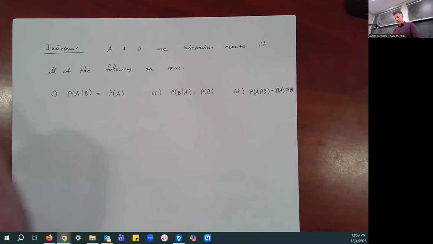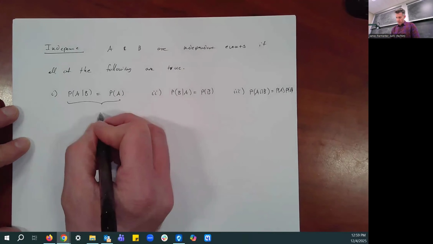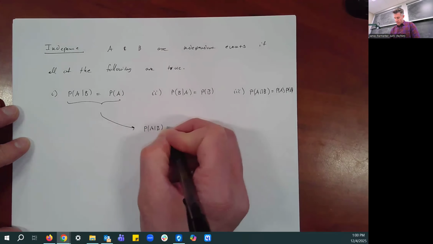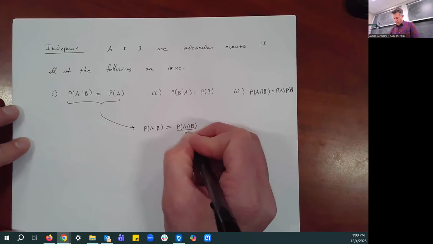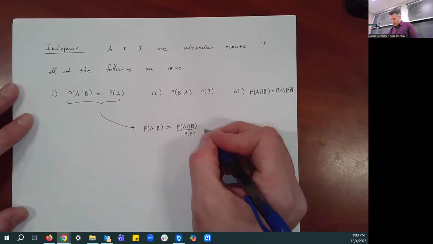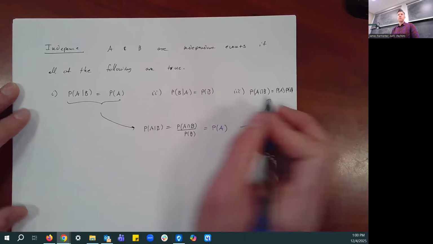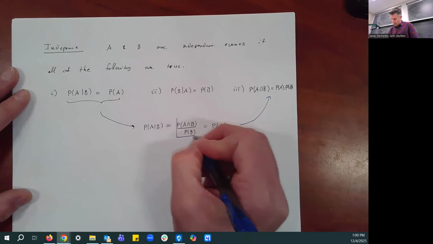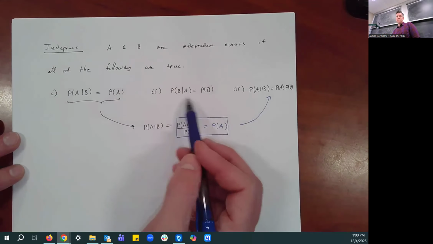The way I think about it is if this is true, from this one here, if you rewrite it, we know the formula for the probability of A given B is the probability of A intersect B divided by the probability of B. But if that's equal to the probability of A, then you can see how we get to this formula over here by just multiplying both sides by the probability of B. And the same thing for this one, just the reverse.